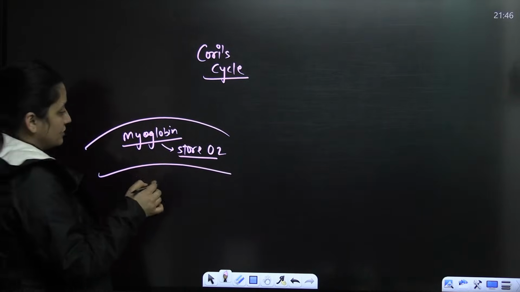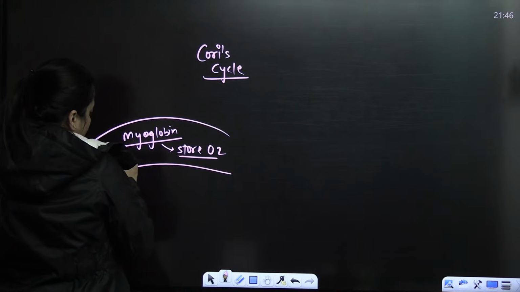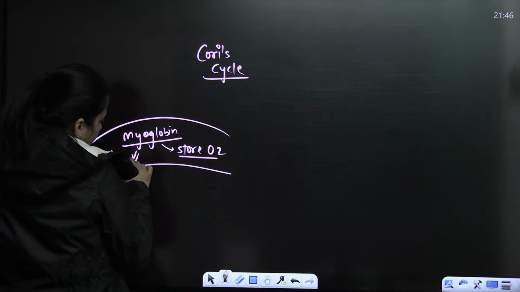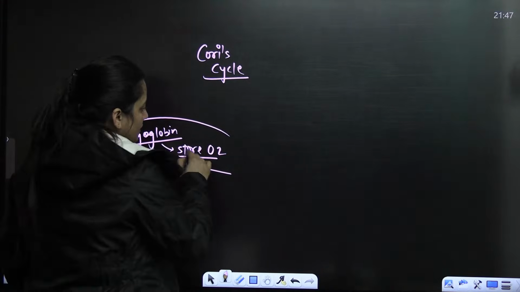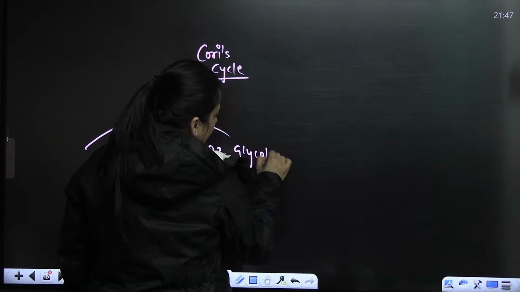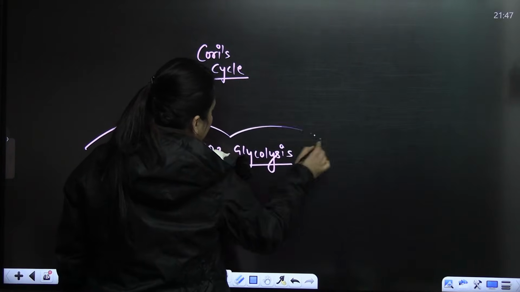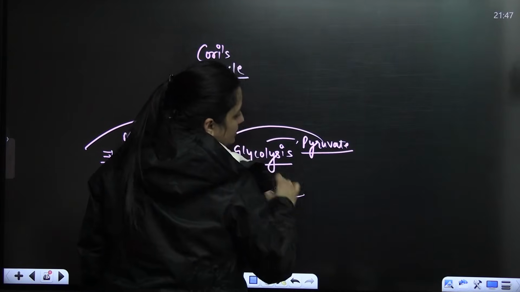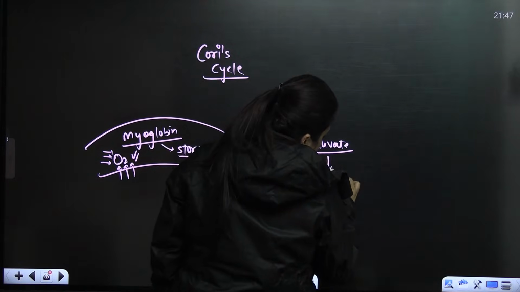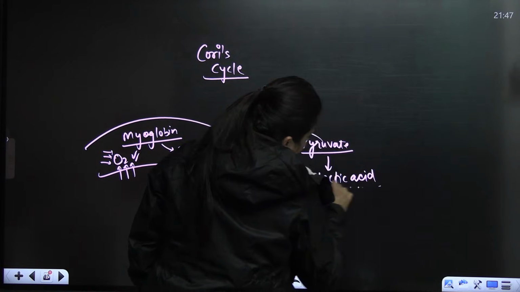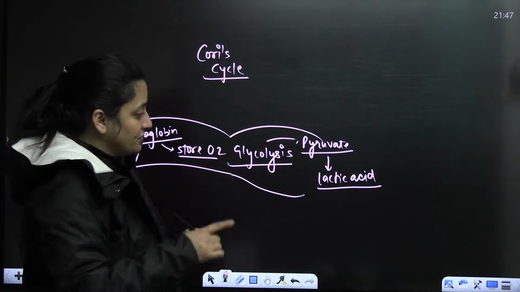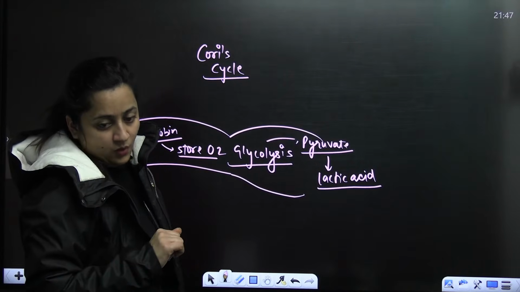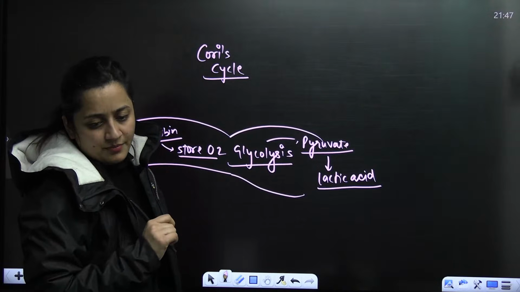When muscles are doing some activity excessively, they demand more energy and more oxygen. When their needs are not fulfilled, they switch to glycolysis only, the first step of respiration. Then the pyruvate, instead of going into the Krebs cycle, will enter fermentation and start making lactic acid. So lactic acid fermentation will occur here.